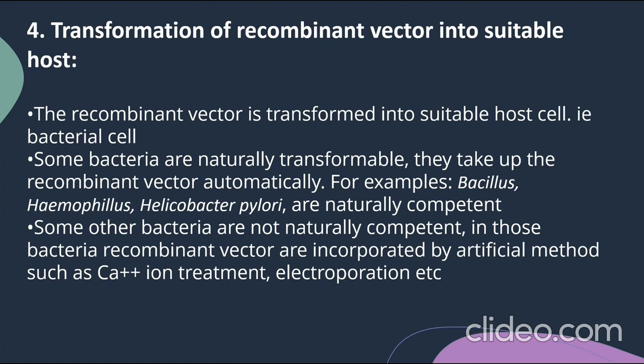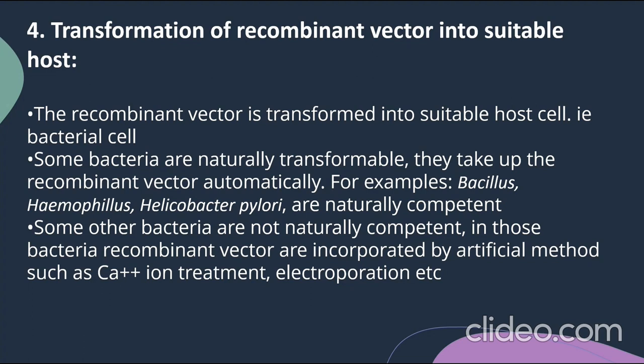And the fourth step is transformation of the recombinant vector into the suitable host. The recombinant vector is transformed into the suitable host cell, mostly a bacterial cell. This is done for one or both of the following reasons: to replicate the recombinant DNA molecule in order to get multiple copies of the gene of interest, or to allow the expression of the gene of interest such that it produces the needed protein product. Some bacteria are naturally transformable. They take up the recombinant vector automatically. For example, Bacillus, Haemophilus, and Helicobacter pylori are naturally competent. Some other bacteria, on the other hand, require incorporation by artificial methods such as calcium ion treatment or electroporation.